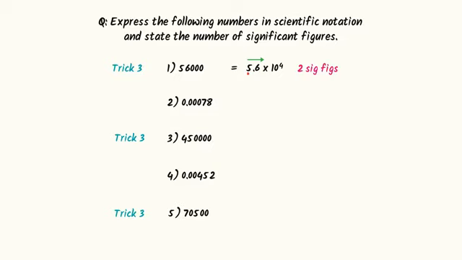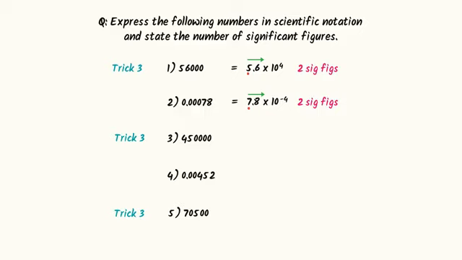The second number is 0.0078. This has a decimal point. The first non-zero digit is 7. We move the decimal to just before 7. We write this number in scientific notation, which gives us 7.8 times 10 raised to the power negative 4. Now count significant figures using trick number 2. The significant figures are 7 and 8. Thus it has 2 significant figures.